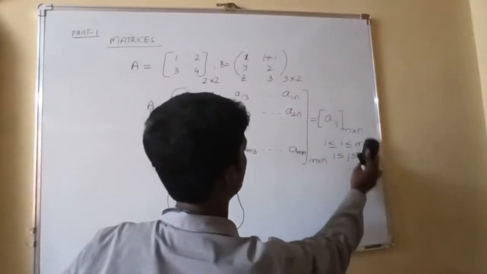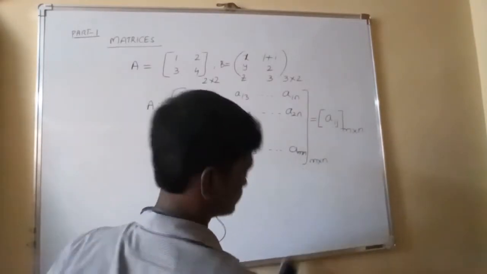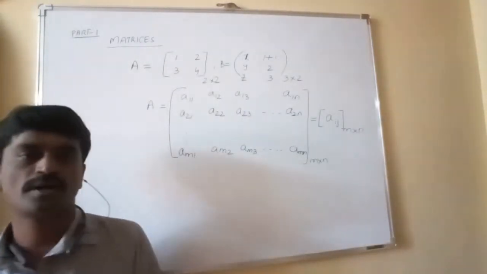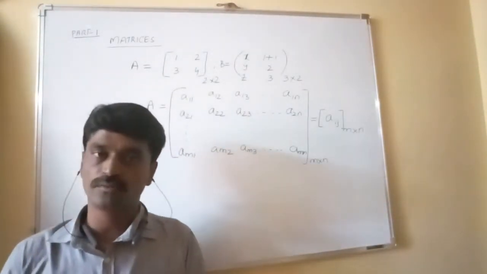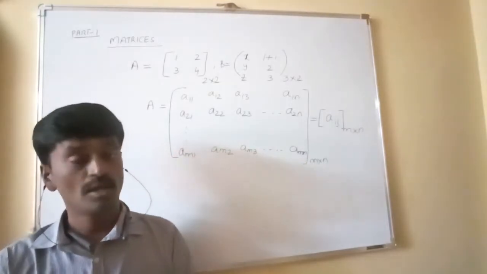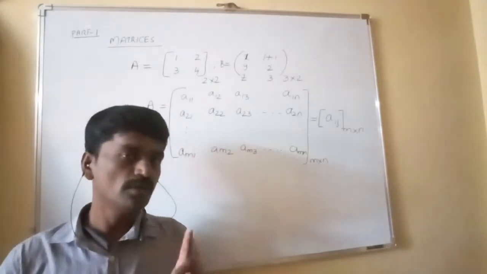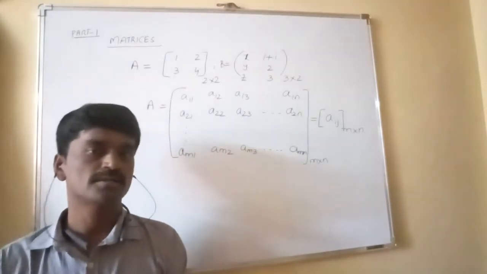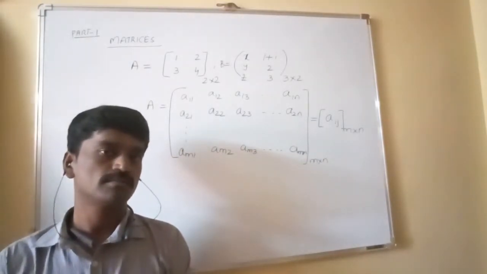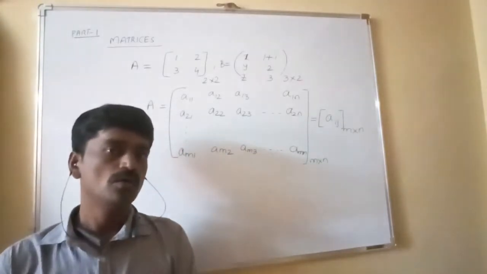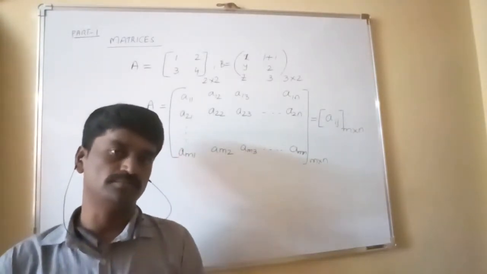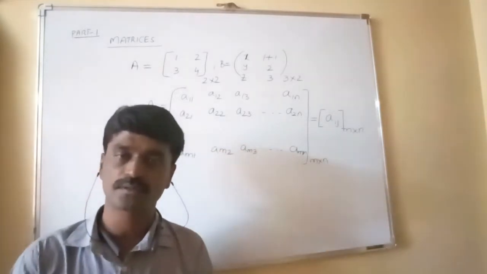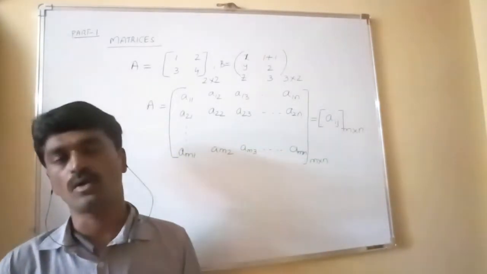The first definition is row matrix. So what is the definition of row matrix? A matrix which has only one row is a row matrix. A matrix which has only one column is a column matrix or column vector. So row matrix or row vector, what is the definition? It is a matrix in which the number of rows is 1. That means a matrix which contains exactly one row is a row matrix, and exactly one column is a column matrix.